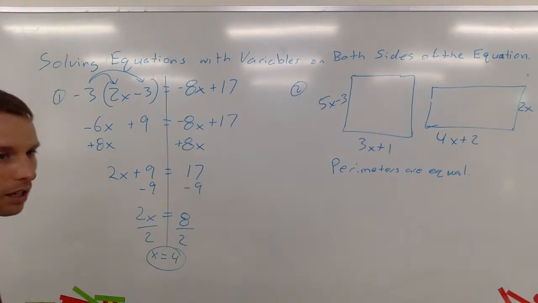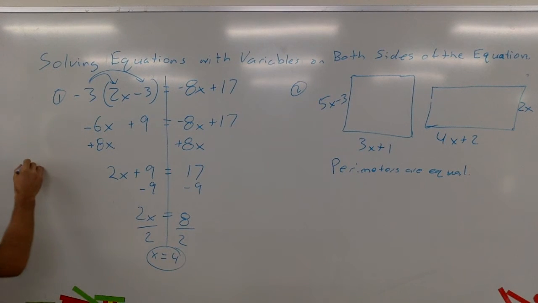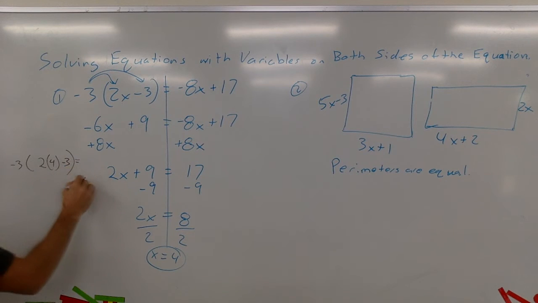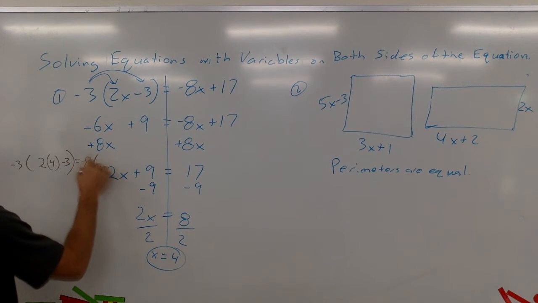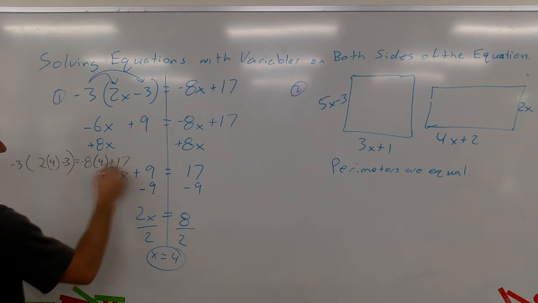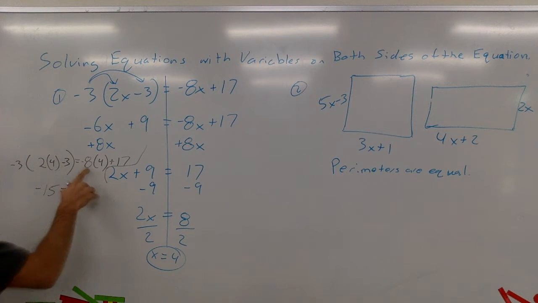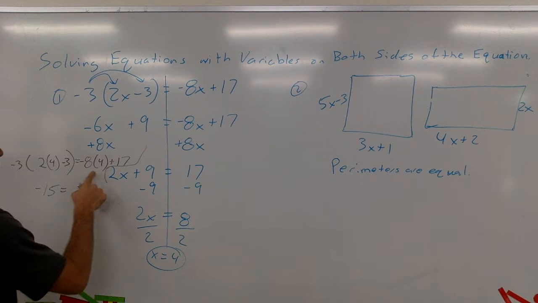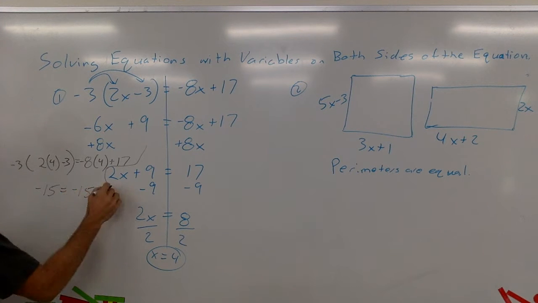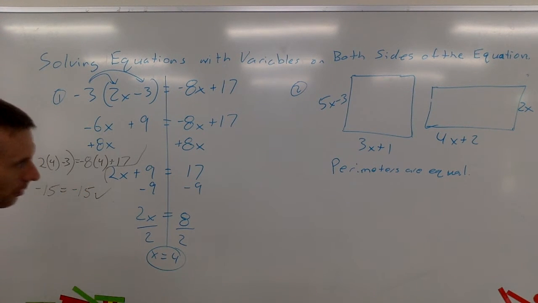Okay, so let's go ahead and do that. If I check my answer, and I'll go ahead and write it this time, negative 3 times 2, and x is 4, minus 3 equals negative 8 times 4 plus 17. 2 times 4 is 8. 8 minus 3 is 5. And negative 3 times 5 is negative 15. Okay? Negative 8 times 4 was negative 32. And negative 32 plus 17 is negative 15. Correct? So x does equal 4.